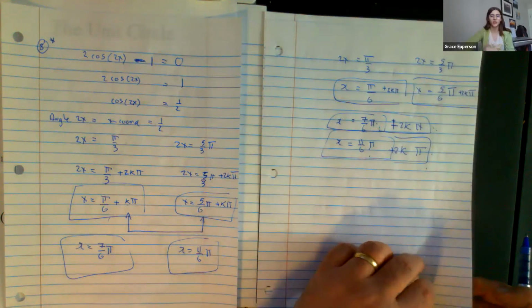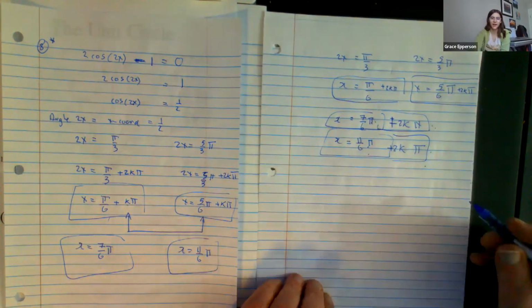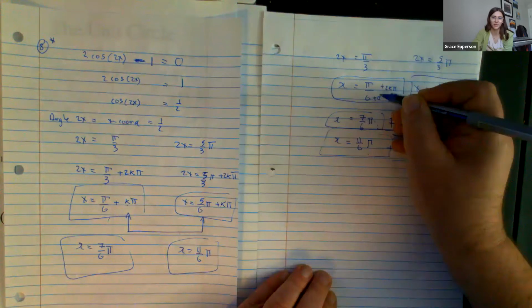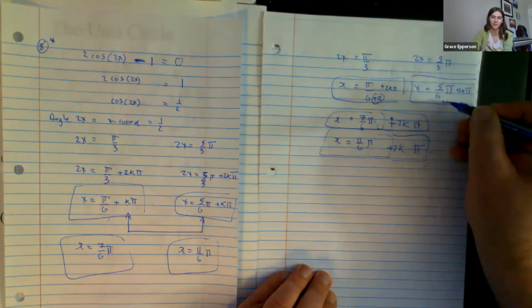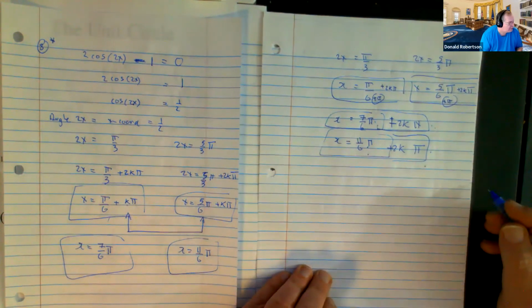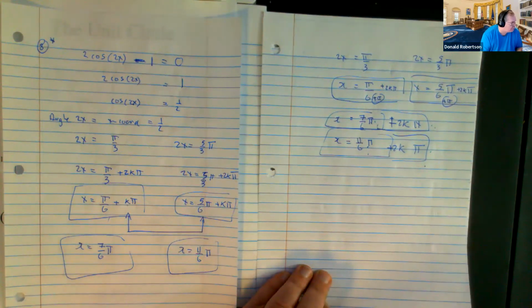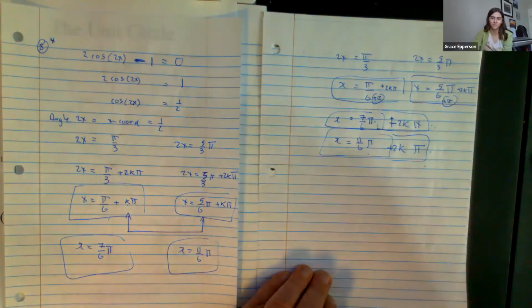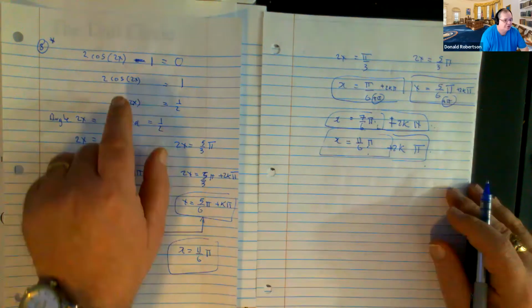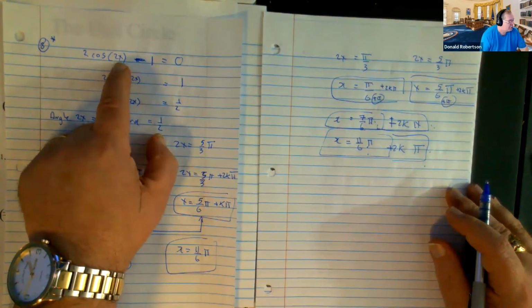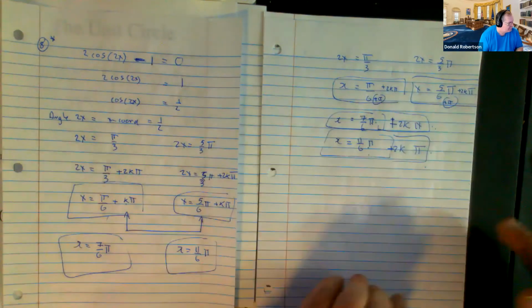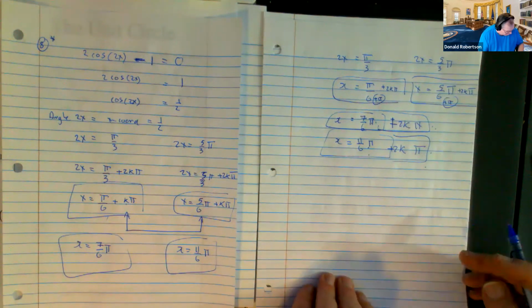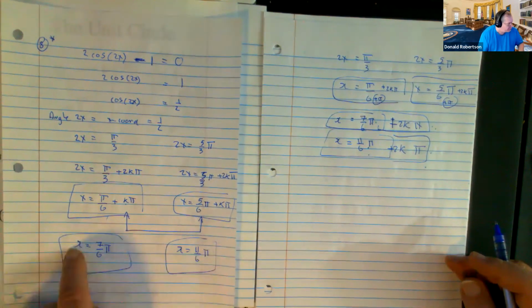So you just got the second set of answers by adding a pi to pi over 6 and 5 over 6 pi. And you might think, why pi and not any other number, right? That would be the period of this function is pi. And so whatever the period is, you add it on. That's why I prefer doing it this way.